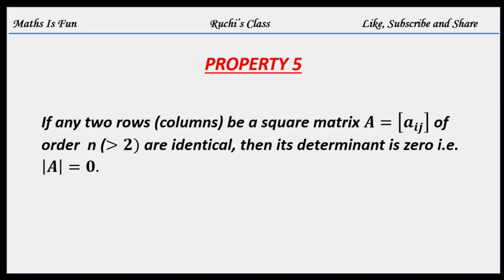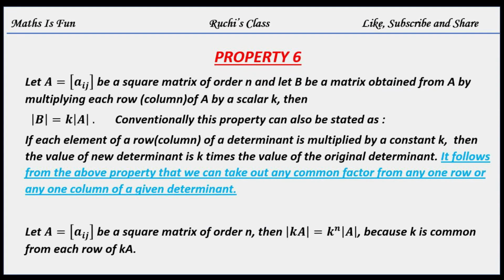Property 5. If any two rows or columns of a square matrix A = [aij] of order n greater than or equal to 2 are identical, then its determinant is 0. Property 6. If A = [aij] is a square matrix of order n and B is the matrix obtained from A by multiplying each element of a row or column of A by a scalar k, then determinant of B is equal to k times determinant of A.